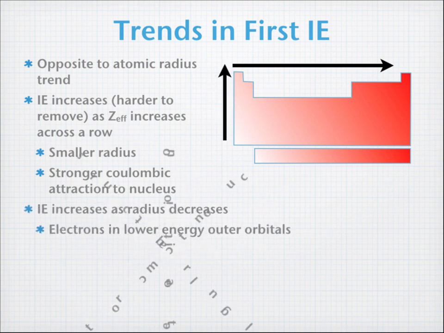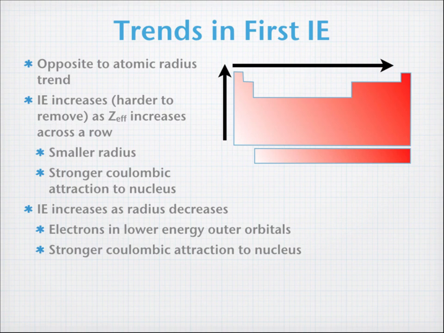As we move up a column, the ionization energy also increases, increasing as the radius decreases. So again, that outer electron, that very first electron that's easy to remove, becomes harder to remove as the electron gets closer to the nucleus in lower energy outer orbitals. Again, a stronger Coulombic attraction as we move up the column.